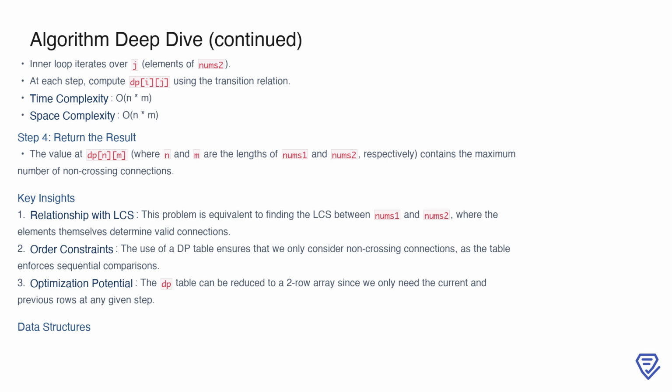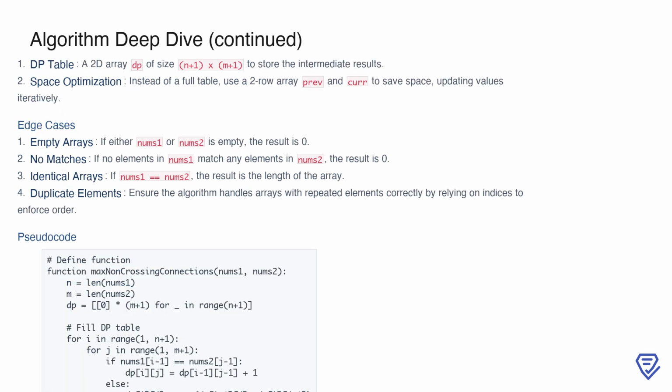To implement this solution, we use a 2D DP table with dimensions n+1 by m+1, where n and m are the lengths of nums1 and nums2. This table stores the intermediate results for all subproblems.